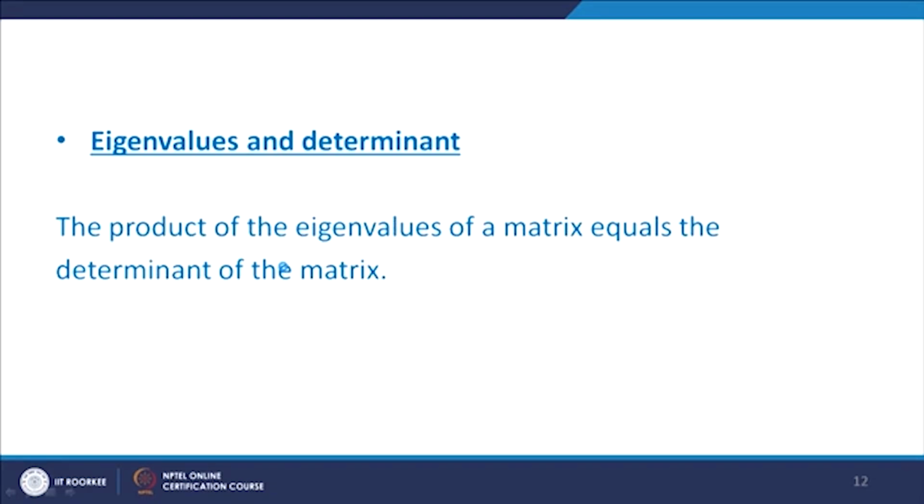Eigenvalues and determinant. The product of the eigenvalues of a matrix equals the determinant of the matrix. See here, whatever the eigenvalues are, if you multiply them, that is nothing but the determinant of the matrix.